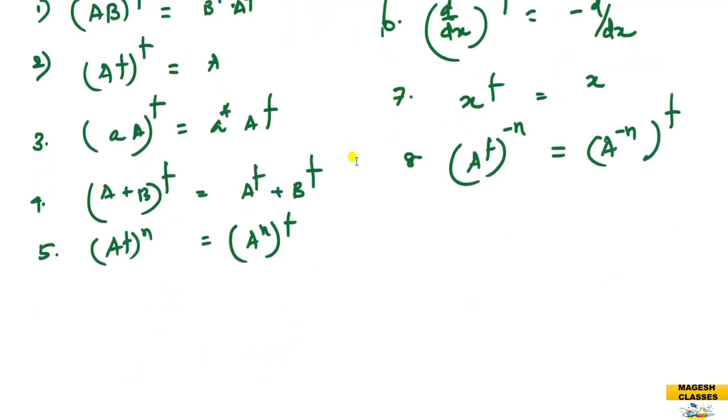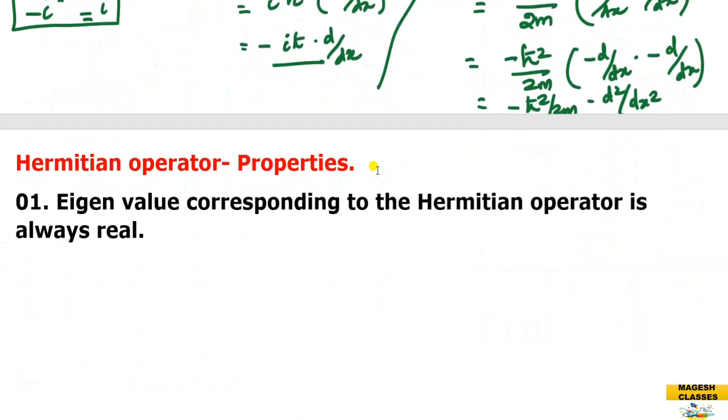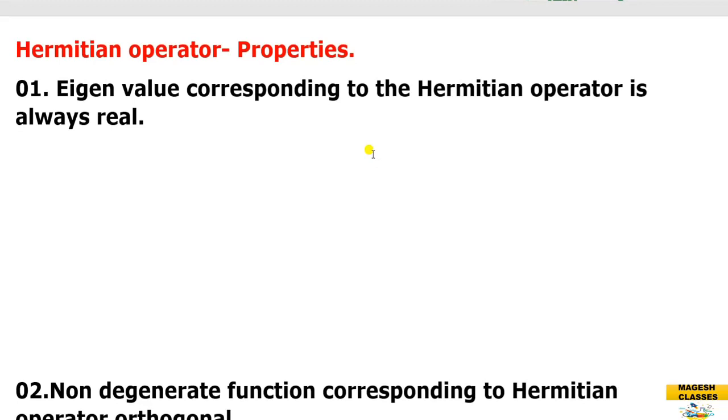Some of the relations are given. Here we have proved that Px, that is the momentum operator, is Hermitian, and the kinetic energy operator is also Hermitian. So these are the operators used in quantum mechanics. The minimum criterion to use an operator in quantum mechanics is that it should be Hermitian. So this is one of the properties of operators. Now the Hermitian operator properties. The eigenvalue corresponding to any Hermitian operator is always real. Suppose you are finding the eigenvalue, that constant value, related to the eigenfunction of a Hermitian operator. If the operator is Hermitian, the eigenvalue is always real.